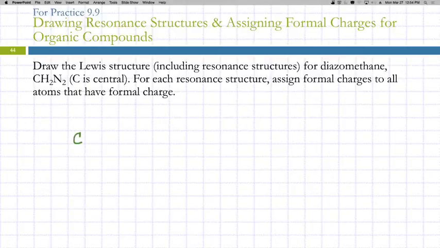So the carbon's in the middle. That means that the other four atoms, the hydrogens and the nitrogens, are terminal, meaning they're all attached to the carbon. So there's a hydrogen and a hydrogen and a nitrogen and a nitrogen. It's actually not the only way, but yeah, this is a weird problem.